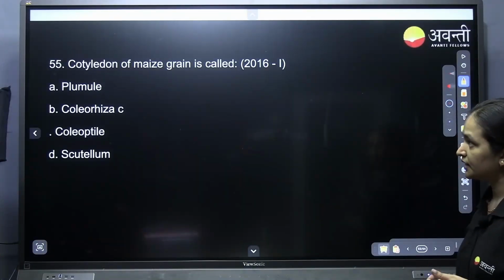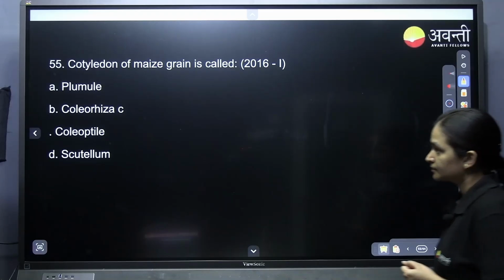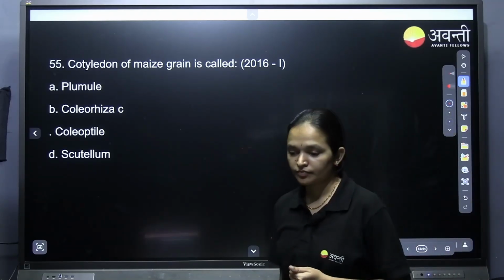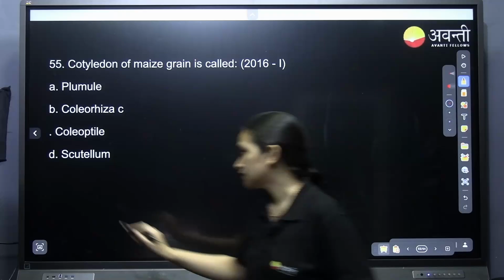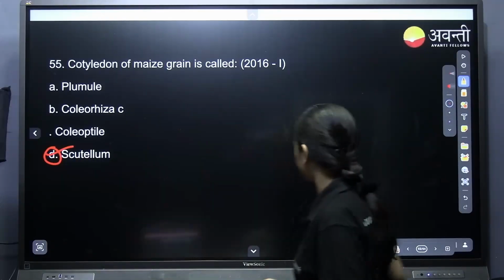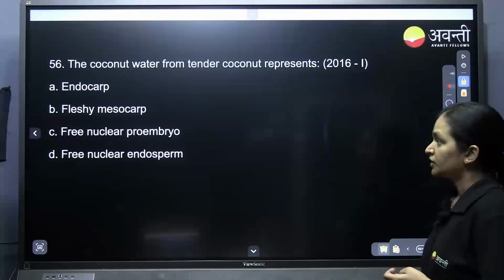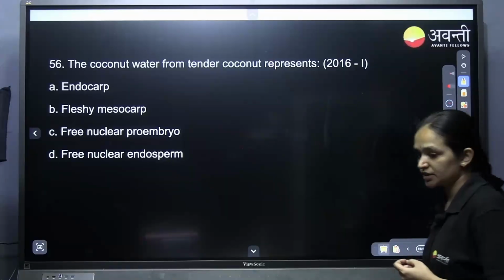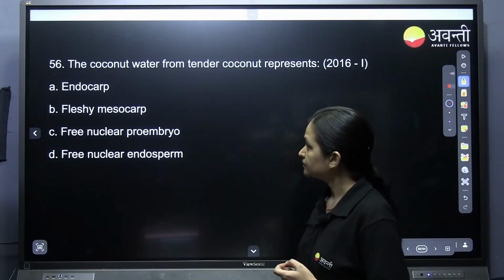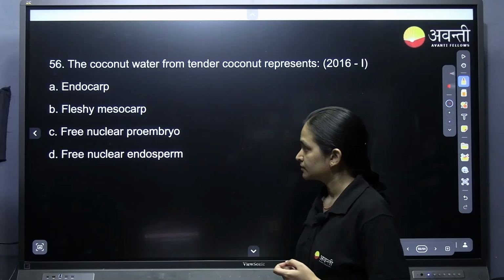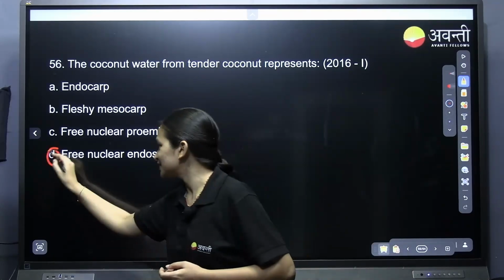Cotyledon of maize grain is called monocotyledon. Scutellum. D is the correct answer. Easy as that, yes. The coconut water from tender coconut represents free nuclear endosperm. Easy, yes.